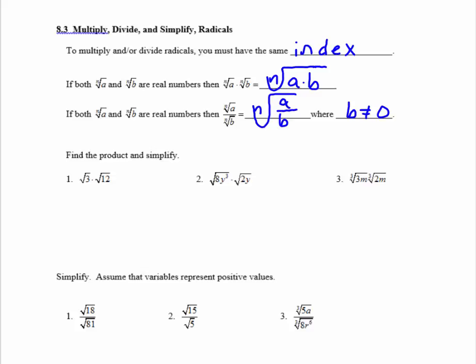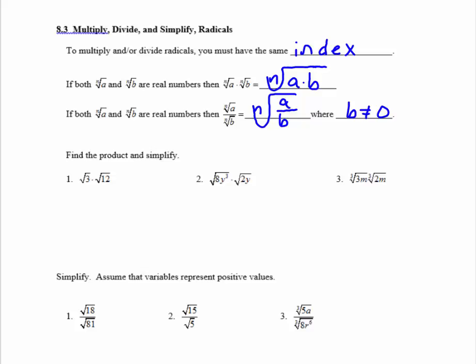If both the nth root of a and the nth root of b are real numbers, then the nth root of a times the nth root of b equals the nth root of a times b. If both are real numbers, then if you're dividing the nth root of a by the nth root of b, that's going to equal the nth root of a divided by b, where b cannot be 0.